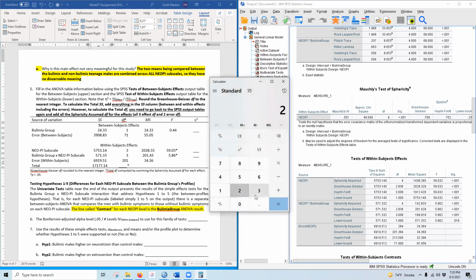17177.14. That's our total sum of squares. Let me do it one last time. 24.33 plus 3908.83 plus 5753.14 plus 571.33 plus 6919.51. Got the same number. Looks right.